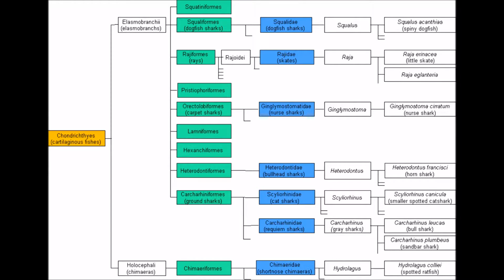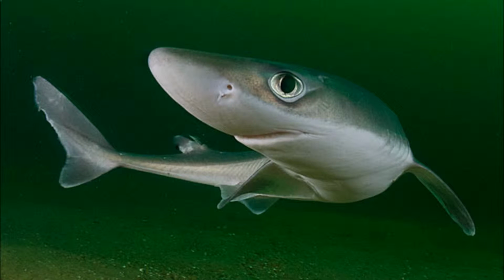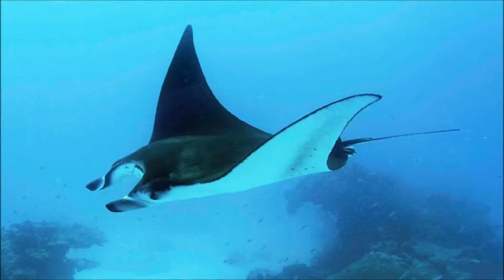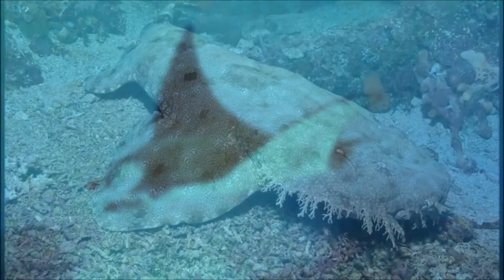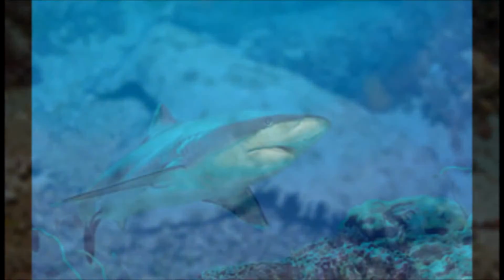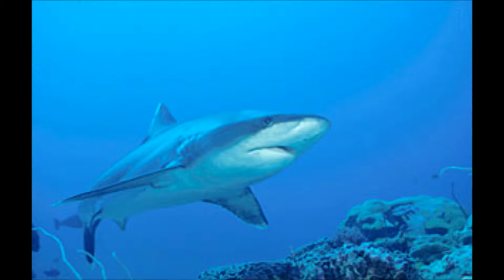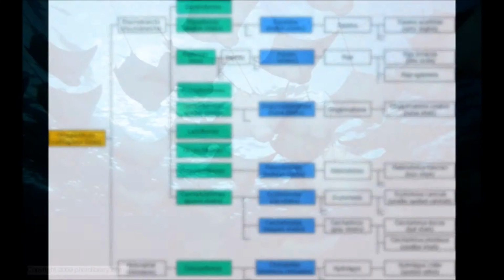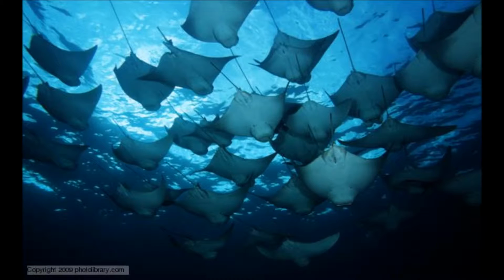Class Chondrichthyes includes all cartilaginous fish. The two subclasses are Elasmobranchii, or elasmobranchs, and Holocephali, or chimaeras. From there, Elasmobranchii disperses into Squatiniformes, Squaliformes, also known as dogfish and sharks, Rajiformes, also known as rays, Pristiophoriformes, Orectolobiformes, also known as carpet sharks, Lamniformes, Hexanchiformes, Heterodontiformes, and Carcharhiniformes, which are also known as ground sharks, while Holocephali branches into Chimaeriformes. Squaliformes further breaks down into Squalidae.